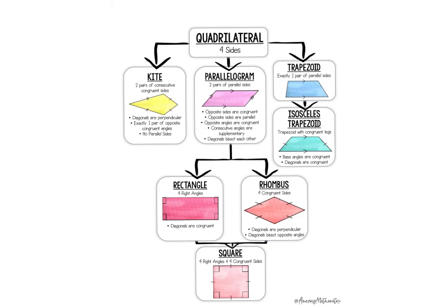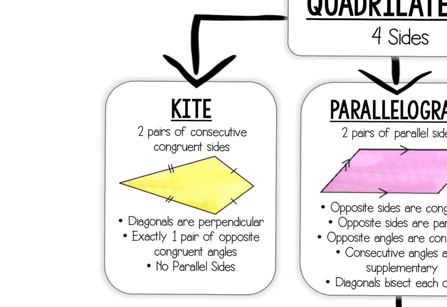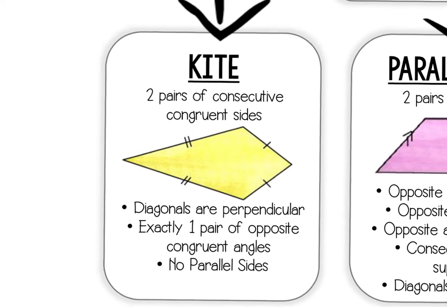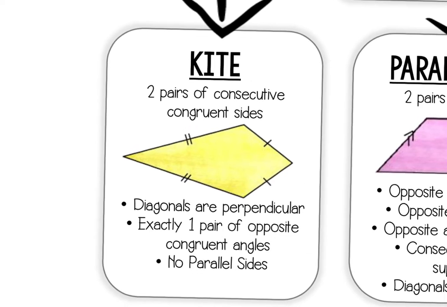All right, so on your handout, this is the flow chart. I'm going to zoom in on each type so that you have what you need here. We're going to start all the way in the far left. A kite, it is its own thing. It does not have a grouping. It is a quadrilateral, but it's not a parallelogram. Two pairs of consecutive sides are congruent. It has two pairs of consecutive congruent sides.